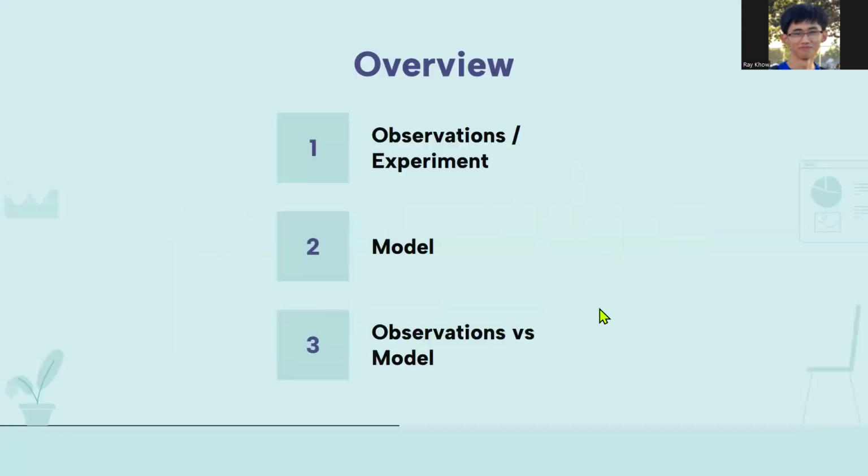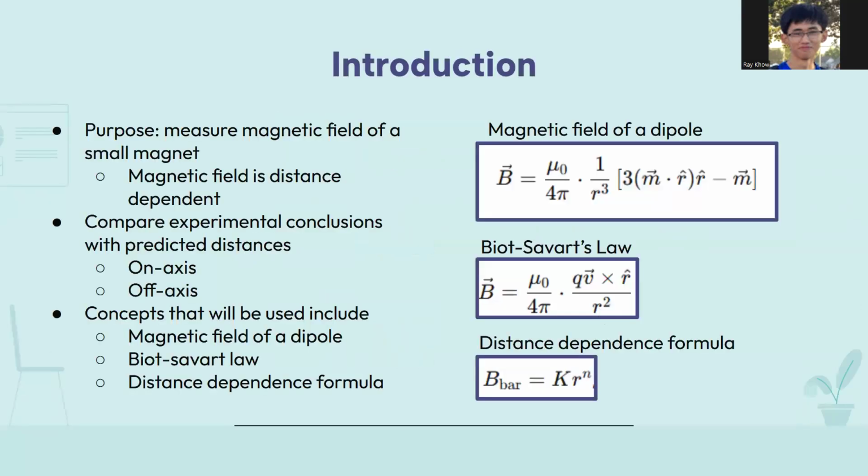Here's an overview of what the presentation will be about. First, as an introduction, the main purpose of this lab is to measure the magnetic field of a small magnet. And in the end, we will compare experimental conclusions with predicted distances for both the on-axis and off-axis. Concepts that will be used include the equation to find a magnetic field of a dipole, Biot-Savart's law, and the distance dependence formula. You can see these formulas on the right-hand side here.